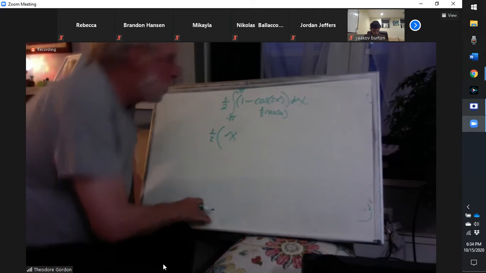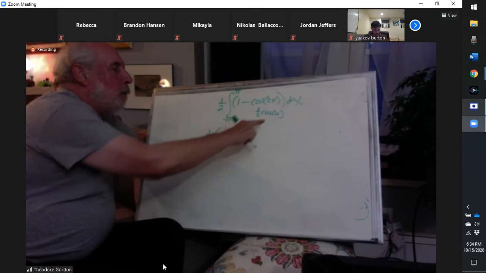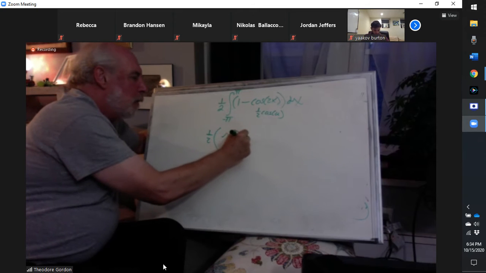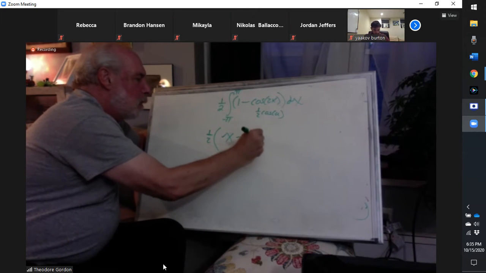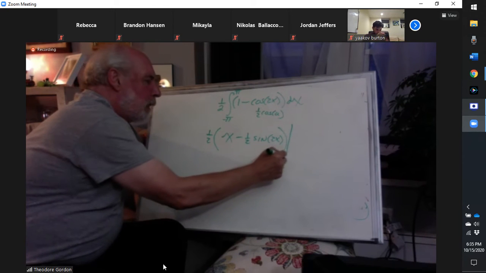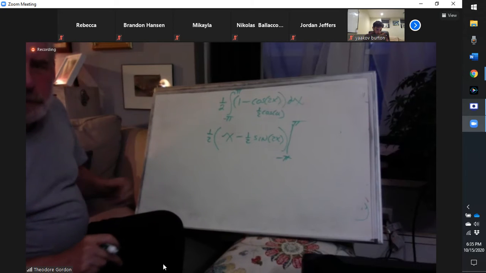All right. So the minus stays there. So the integral of cosine is sine. So we get minus 1/2 sine of 2x. And then we go from negative pi up to pi. So, okay, so far, Brandon?